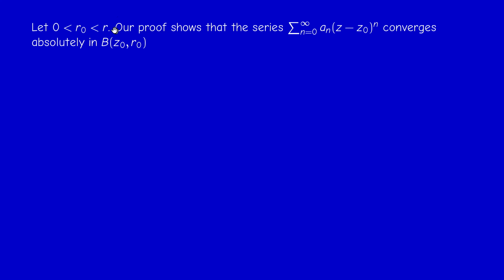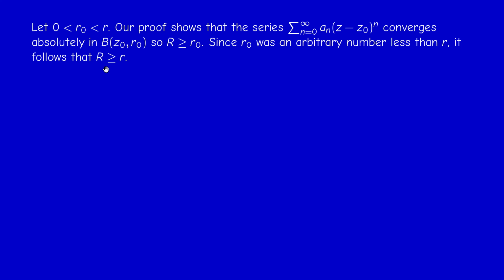So the proof. If you go back to the proof, we know that the series is convergent inside this smaller disk. Then necessarily the radius of convergence is at least r0, by the property of convergent power series. So capital R is bigger or equal than r0, but r0 was an arbitrary point less than r. So I can let r0 tend to r, and then I get capital R is bigger or equal than small r. So this is half of the proof.